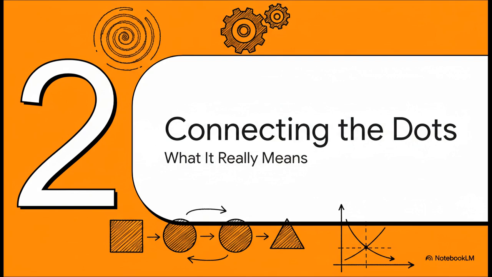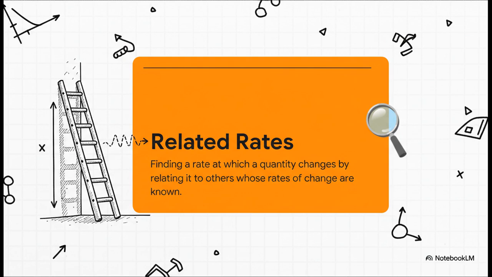Now let's pull back the curtain and demystify the idea itself. Like, what are we actually doing when we solve one of these things? Look, at its core it's actually super simple. You've got a bunch of things that are connected to each other, right? Like the height of the ladder on the wall and how far its base is from the wall. If you know how fast one of those things is changing, you can use their connection to figure out how fast the other one is changing. That's literally it. We're just using known rates to find unknown rates.